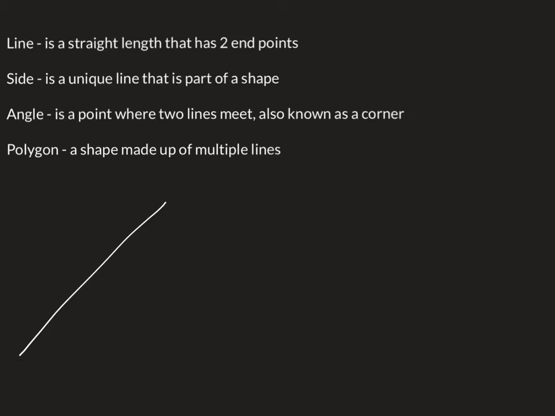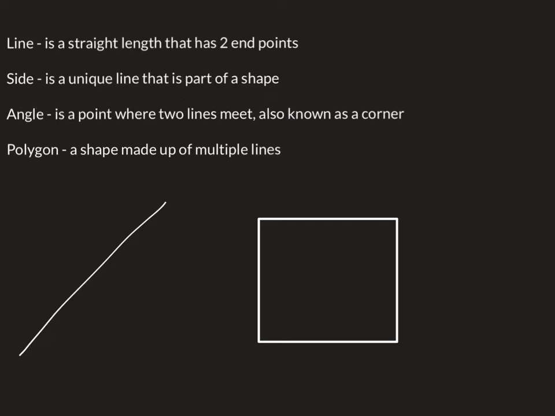Now, lines are important because we use multiple lines to create our polygons. A polygon is a shape made up of multiple lines. And we can see that here. This rectangle has 1, 2, 3, 4 lines making it up. Now, when we're talking about lines in the context of polygons, they have different names. Instead of these four things being known as lines, they are called sides. A side is a unique line that is part of a shape.